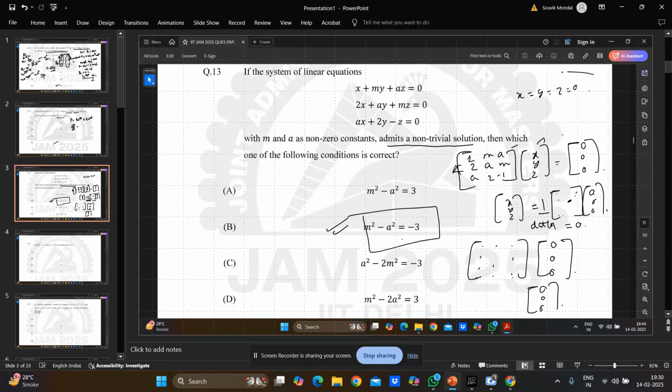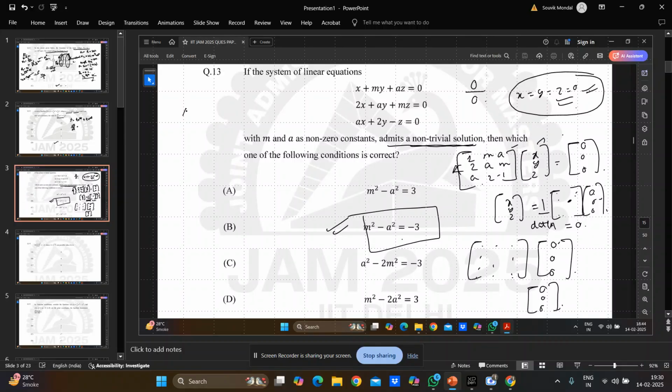So you will get a trivial solution, that is x equal to y equal to z equal to 0. So if you assume all the elements here are non-zero and you are multiplying with a 0, 0, 0, you will get x equal to y equal to z equal to 0. It's a trivial solution. But you don't want a trivial solution. You want a non-trivial solution. Okay, that means 0 by 0 form kind of thing. So if you get some 0 by 0 form, then you can get non-trivial solutions only. Otherwise, you will get x equal to y equal to z equal to 0. Okay, that's why we are taking the determinant of this equal to 0.